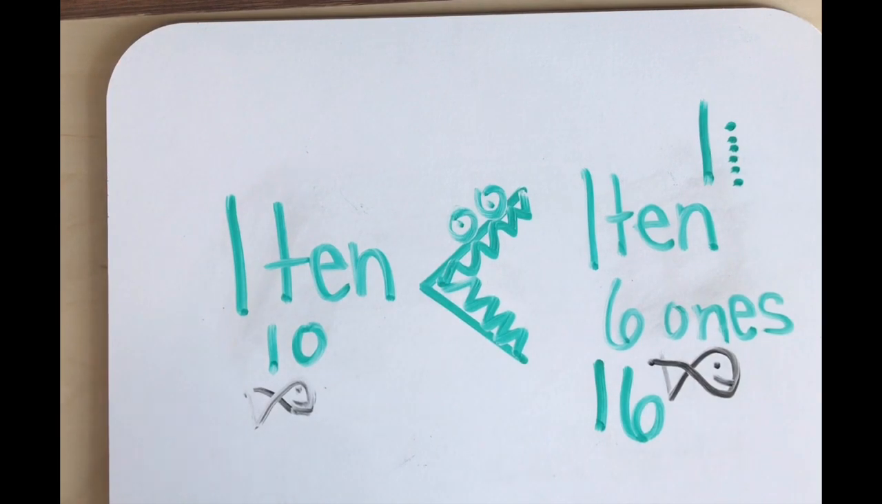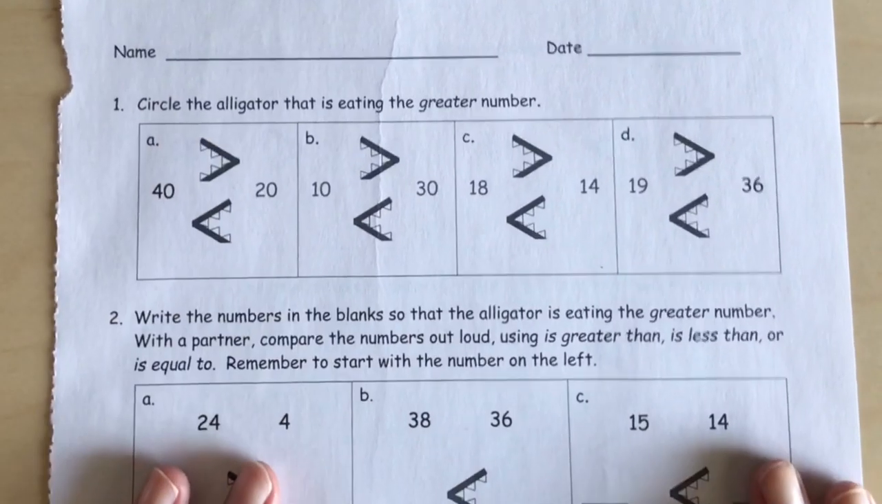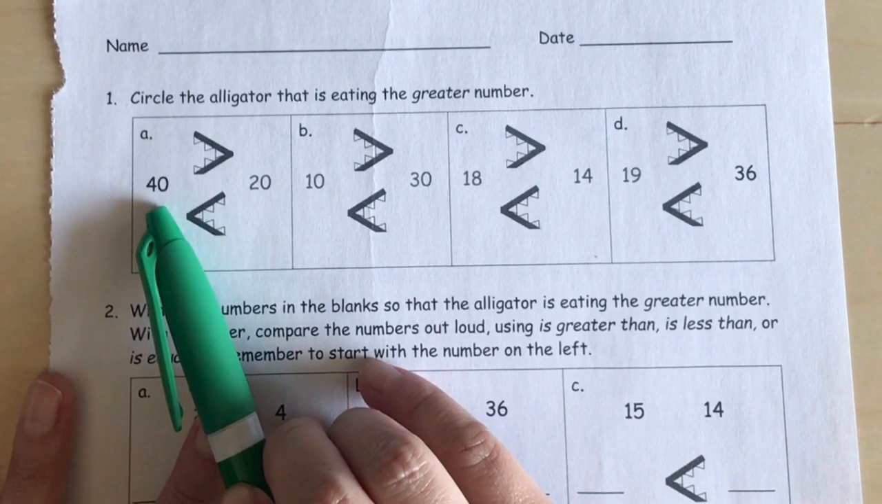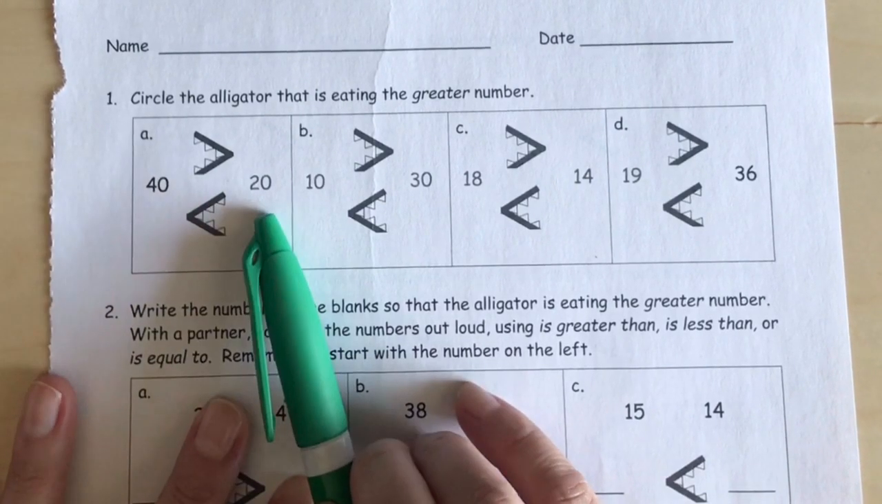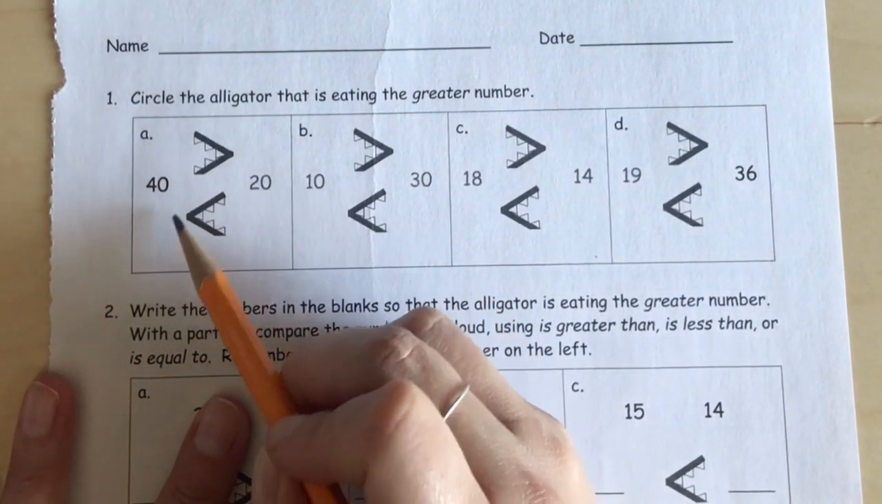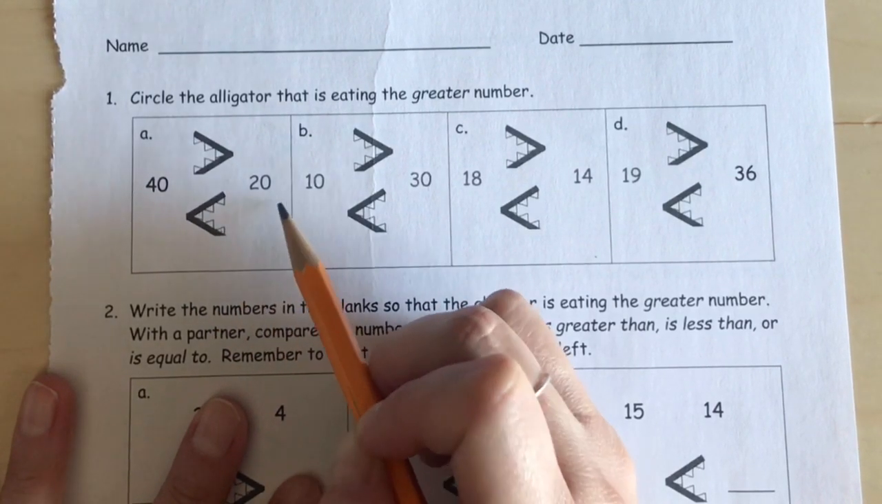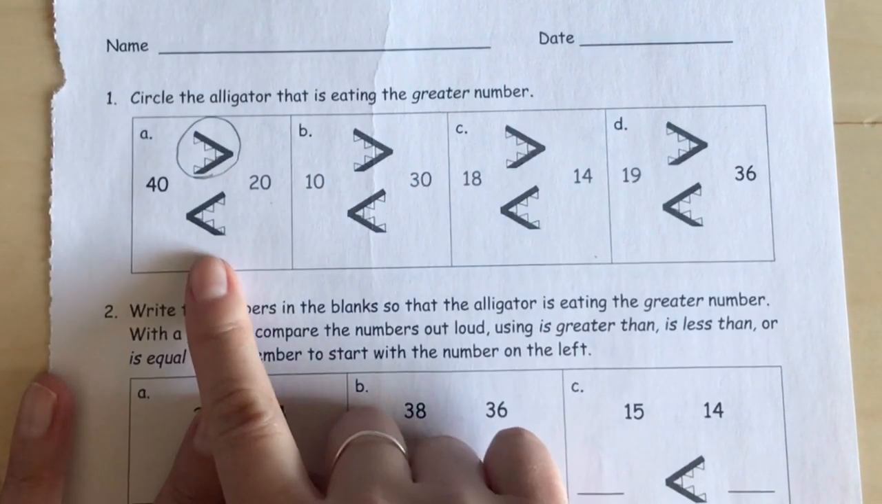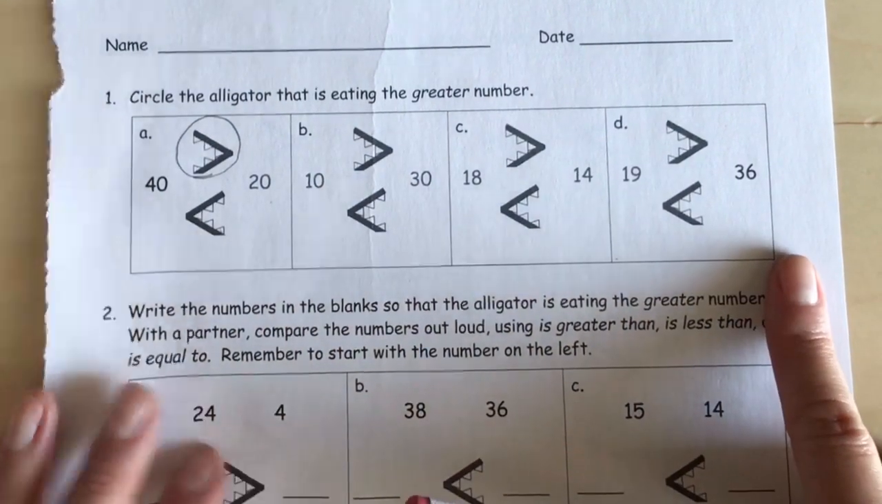Good. Now let's move on to the problem set. I will show you how to do the first one and then you will do the rest by yourself. I will read the directions to you. Circle the alligator that is eating the greater number. 40, is that greater than 20? So I need to circle the alligator that is eating the bigger number. Would it be this one? No, because that would be eating 20 and 20 is less than 40. So you would just circle and do the rest by yourself.